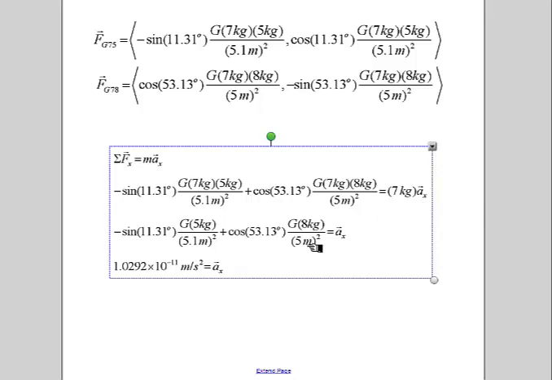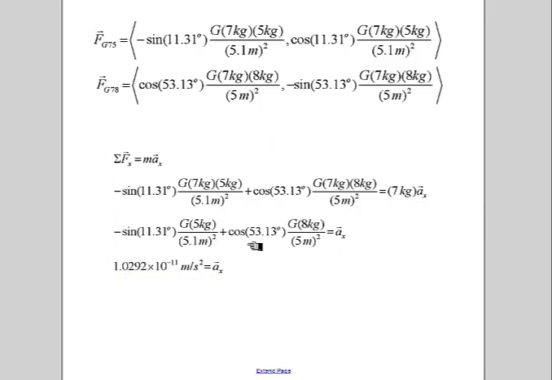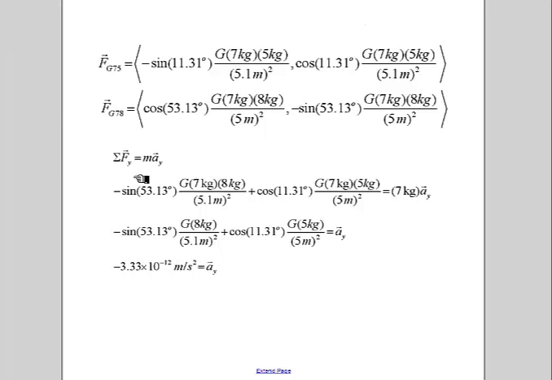And then you have this long multiplication, but you put it in your calculator, and again, go ahead and check it, make sure you can do these basic steps in your calculator. But I get an acceleration in the x direction of that. You should get something close. And I do the same thing in the y direction using the two y components. So the sine and the cosine over here in the y components. Again, we see the 7 kilograms cancel out, and again I find the magnitude of the acceleration in the y direction.